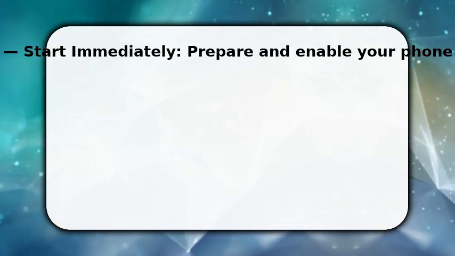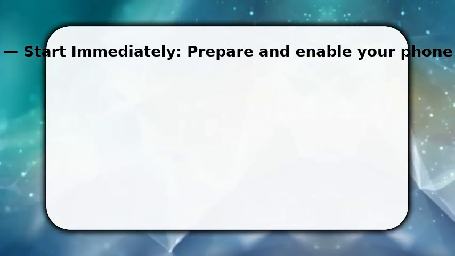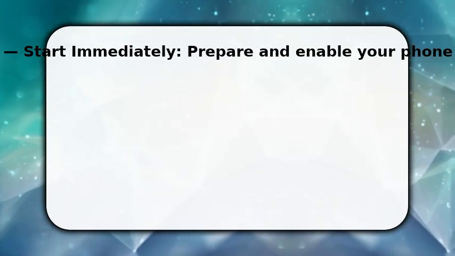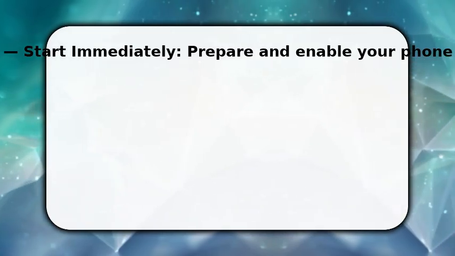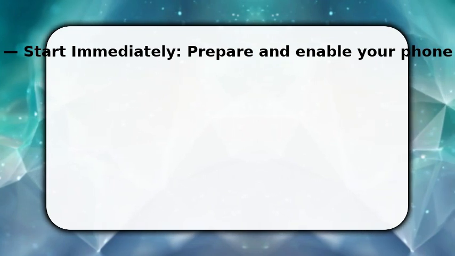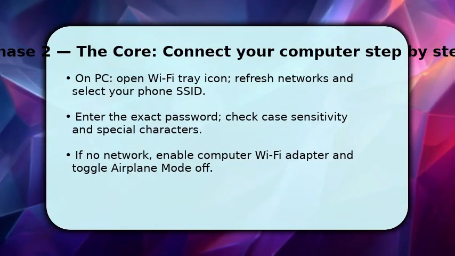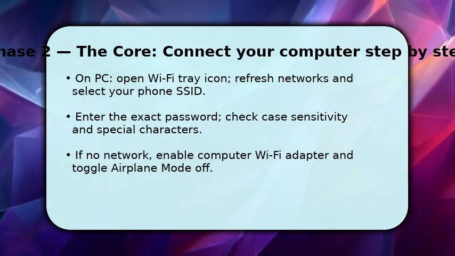Choose 4 GHz for range or 5 GHz for speed. This matters because many laptops prefer one band. Once done, keep the hotspot screen open so you can confirm the SSID and password when your computer searches. You now switch to your computer and focus on the core connection steps.